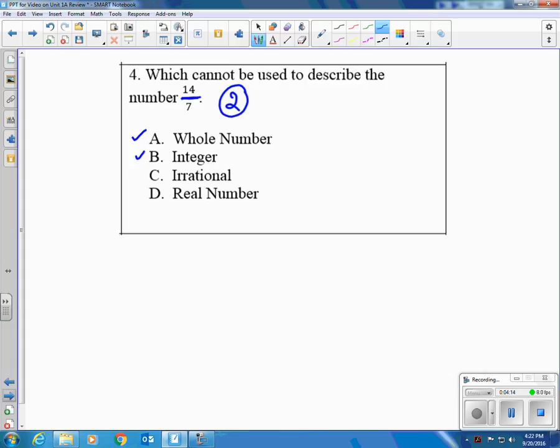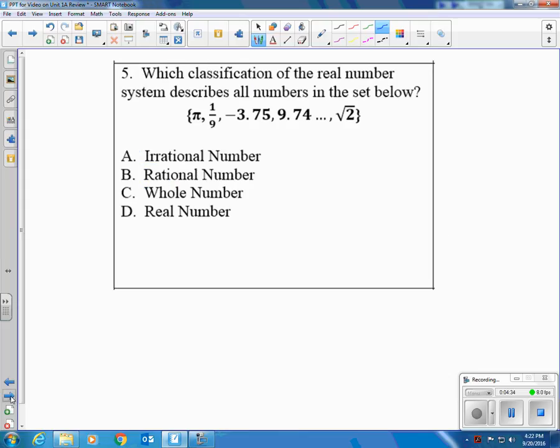Yes, it is. 2 is irrational. No, it's not. Irrational numbers, again, are non-terminating, non-repeating. This ends, and it's a regular number, so that doesn't seem to fit. Is it a real number? Yes, it is. So the odd man out, that's the one that's going to be correct. They're asking for which cannot be used to describe that number. It is not irrational.